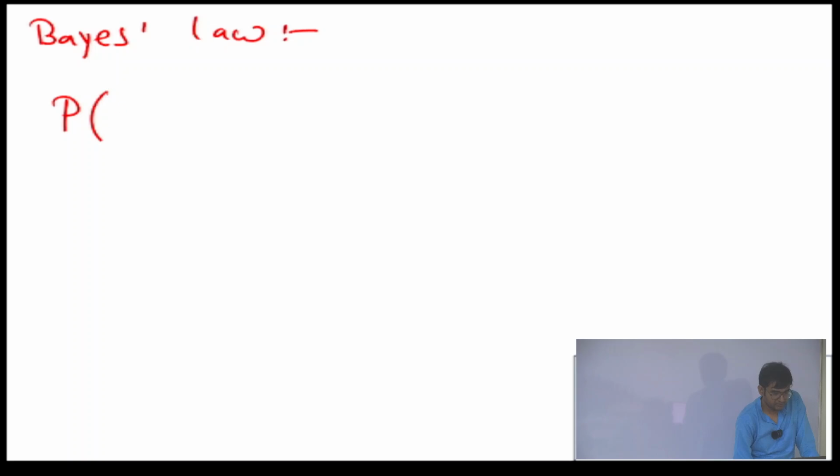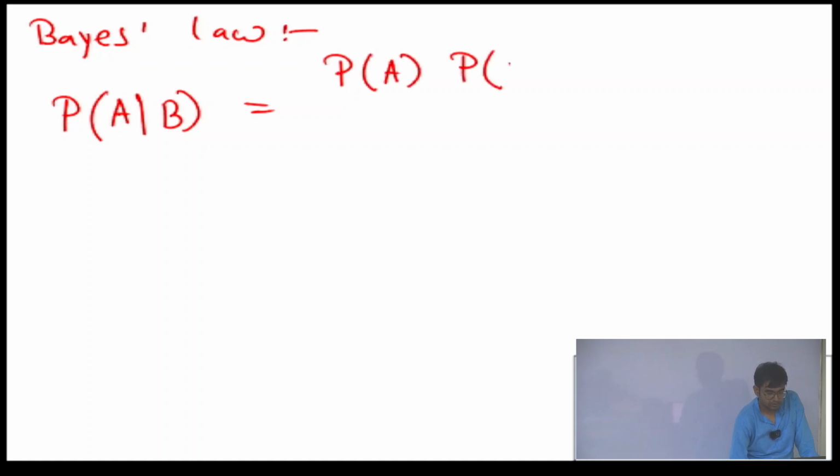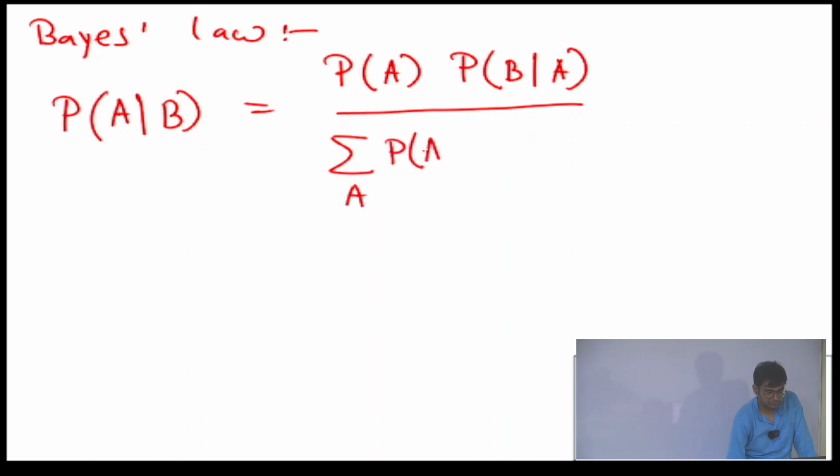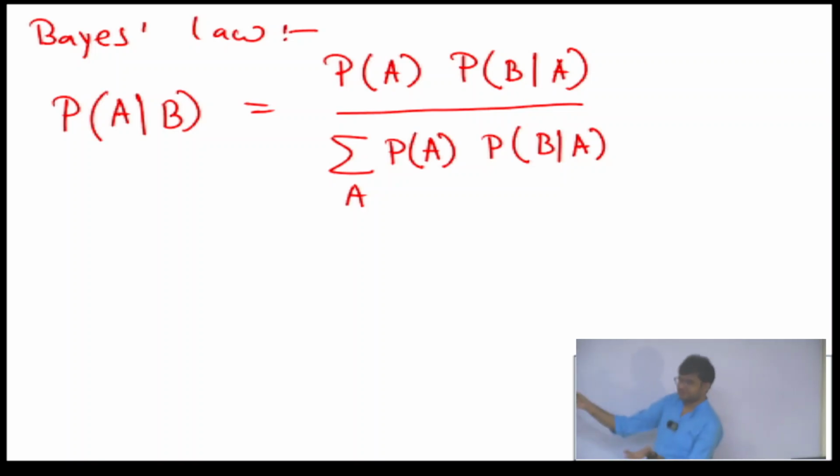So probability of A given B is equal to probability of A, probability of B given A divided by summation over A, probability of A, probability of B given A. Okay? And you don't need to remember this because you can easily get it just by repeatedly applying the sum and product law. It is 3 or 4 times applications.